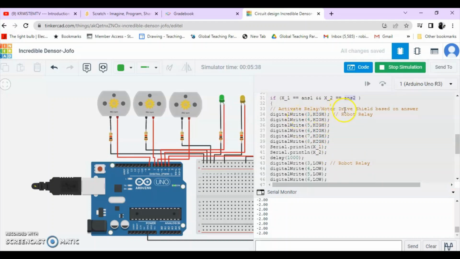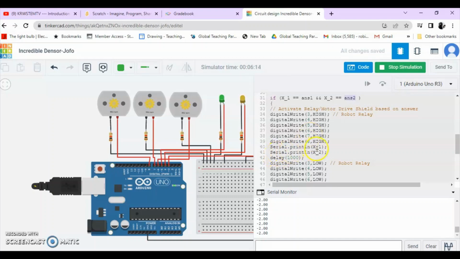So I'm going to activate some motors and some LEDs. Digital write 3, high means I'm putting 5 volts on pin 3. Digital write 4, high means that I'm putting 5 volts on pin 4. Digital write 5, high means that I'm putting 5 volts on pin 5. Digital write 6, high, I'm putting 5 volts on pin 6. Digital write 7, high, I'm putting 5 volts on pin 7. Once I'm placing voltage on the pins, voltages bigger than 0, it means I'm switching on the device. Alright, so that's the concept.